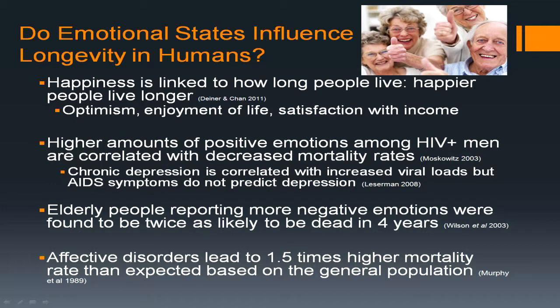Similarly, when we look at certain populations, among HIV-positive men, positive emotions are correlated with decreased mortality rates. Really interestingly, chronic depression is correlated with increased viral loads, but AIDS symptoms don't predict depression. It's not the case that the people at a more progressed stage of AIDS are the most depressed; rather, the most depressed people are the ones who go on to have more symptoms and faster disease progression. Looking at other populations such as the elderly, in a survey done in nursing homes, elderly people who reported more negative emotions were found to be twice as likely to be dead within 4 years when researchers followed up with them.